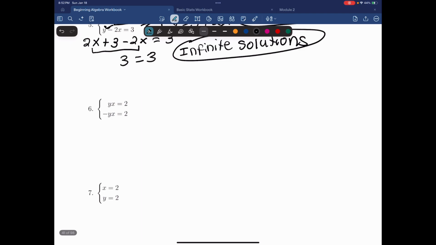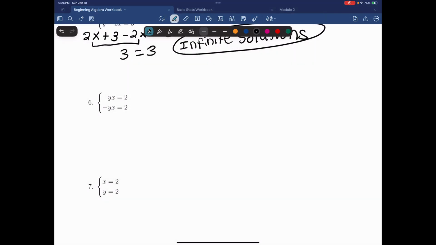Alrighty, looking at example number 6, we have this system yx equals 2 and negative yx equals 2. To start solving this system, we have yx and negative yx, and since this y and this x are being multiplied and this y and x are also being multiplied, these two are like terms. So what we can do is right away just combine like terms within the system.